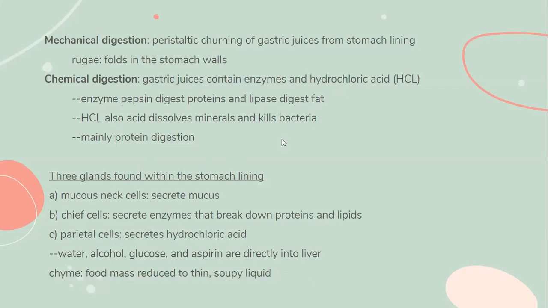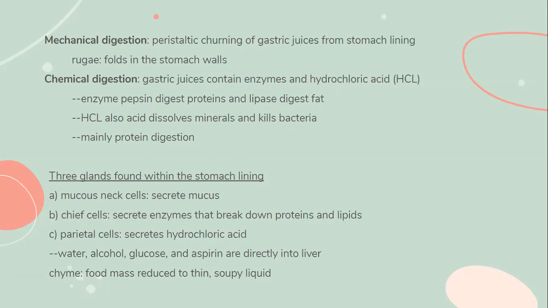It also absorbs water, alcohol, glucose, and aspirin directly into the bloodstream. If you don't know, the liver is the main thing that helps break down and remove alcohol from your system. So alcoholics usually have a really weak liver, and mostly have to get a liver transplant.